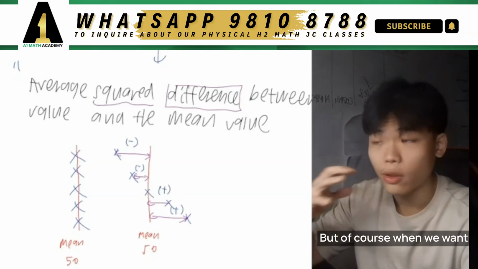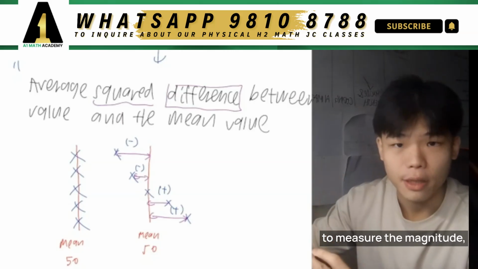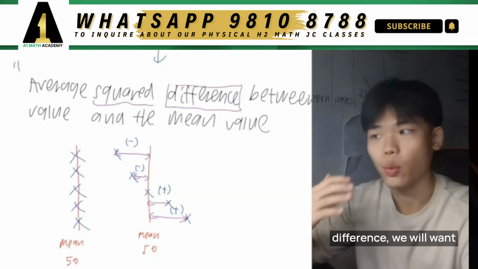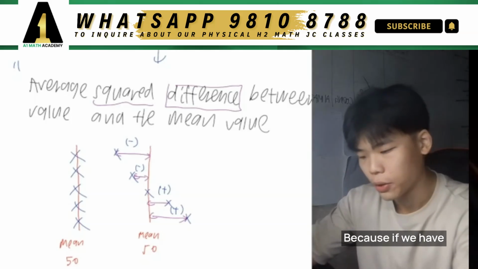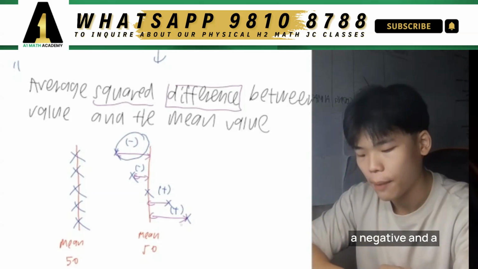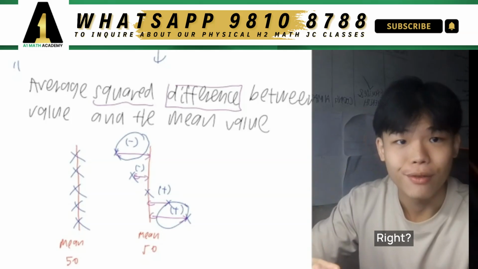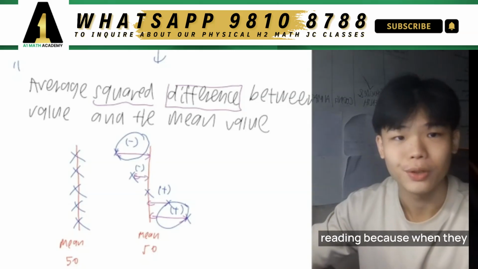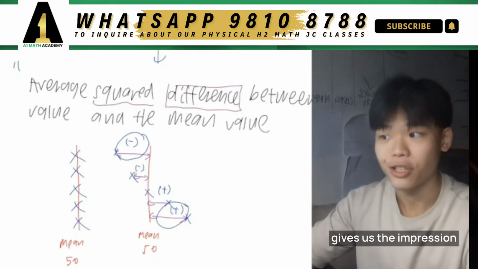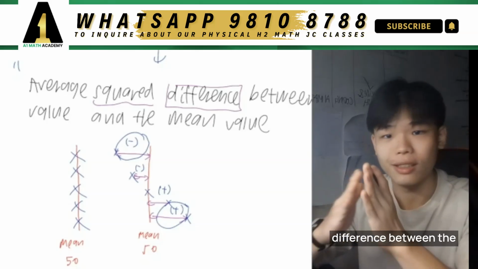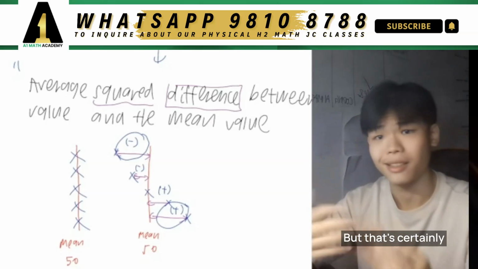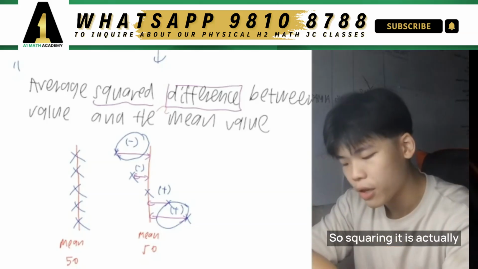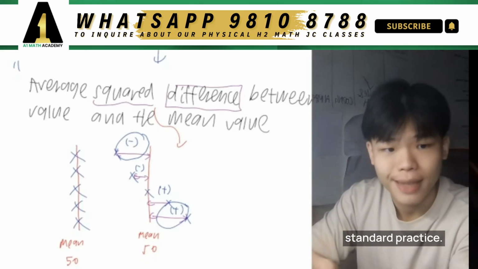But of course, when we want to measure the magnitude of the difference, we will want all values to be positive, because if we have a negative and a positive, they will cancel each other out. And then that is where we get an inaccurate reading, because it gives us the impression that there's no difference between the values and the mean value. But that's certainly not the case. So squaring it is actually just standard practice.